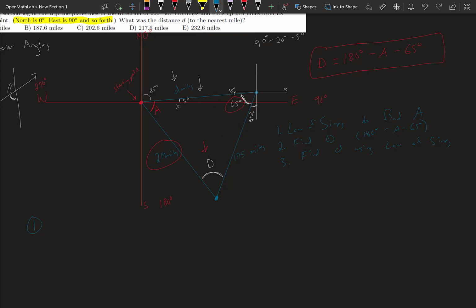So I could take sine of 65 degrees divided by 214 miles, equals sine of A divided by 175, right? So then sine of A is going to be equal to 175 times sine of 65 degrees, all divided by 214. So this comes out to be approximately, let me use my calculator.